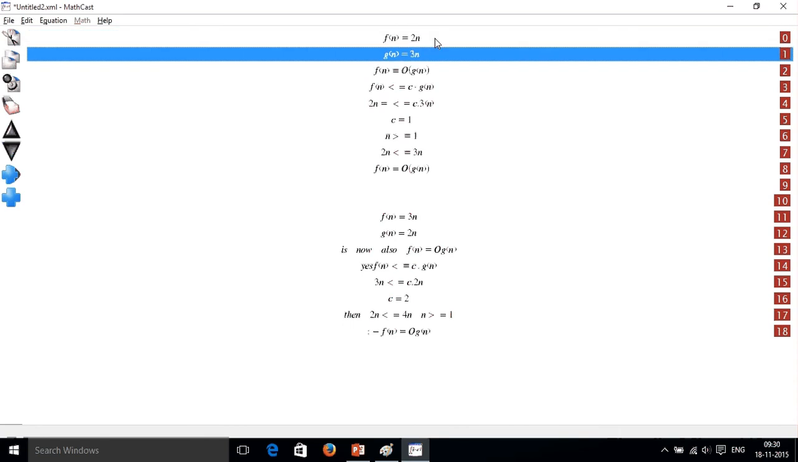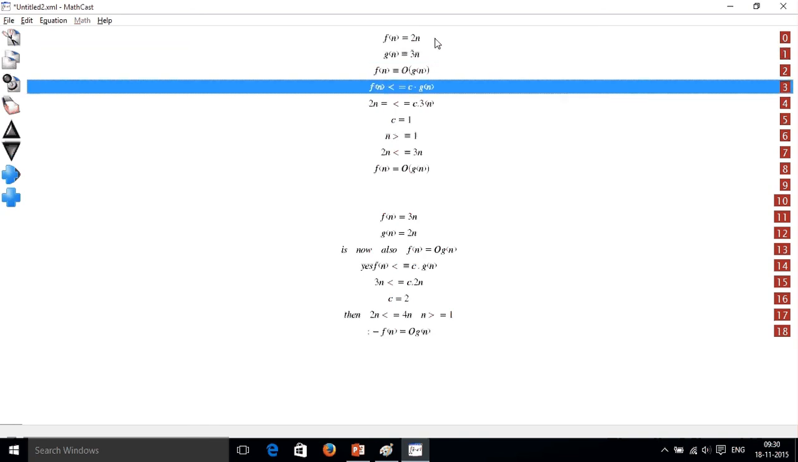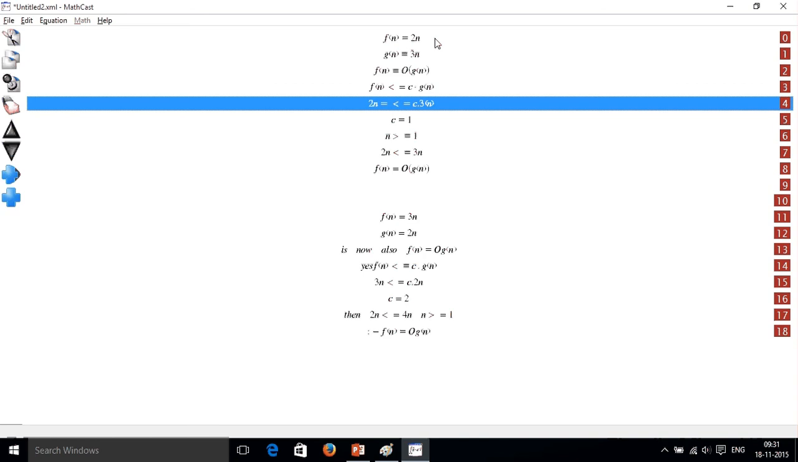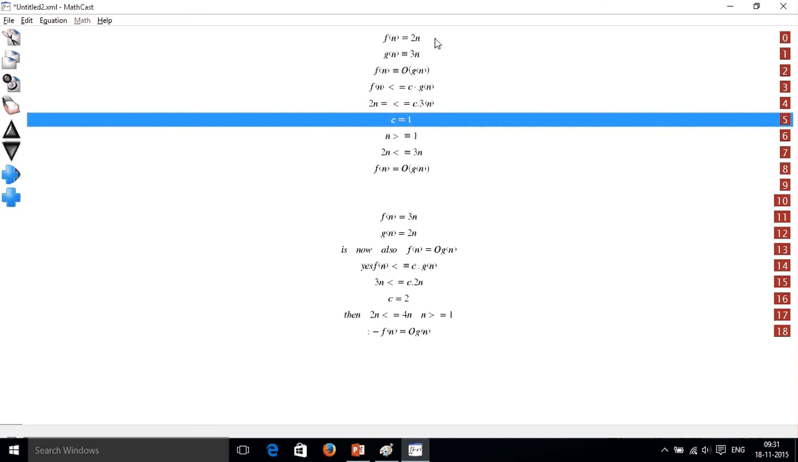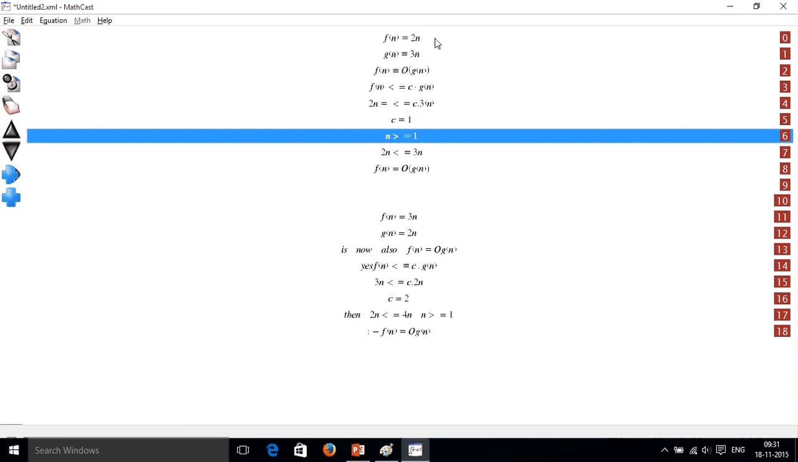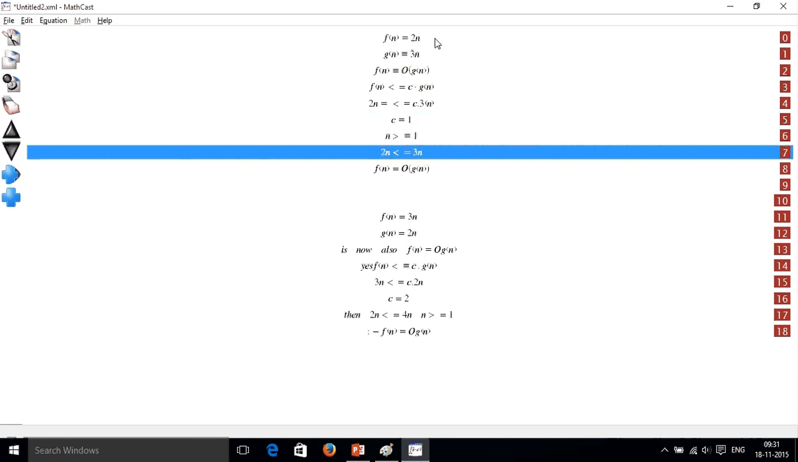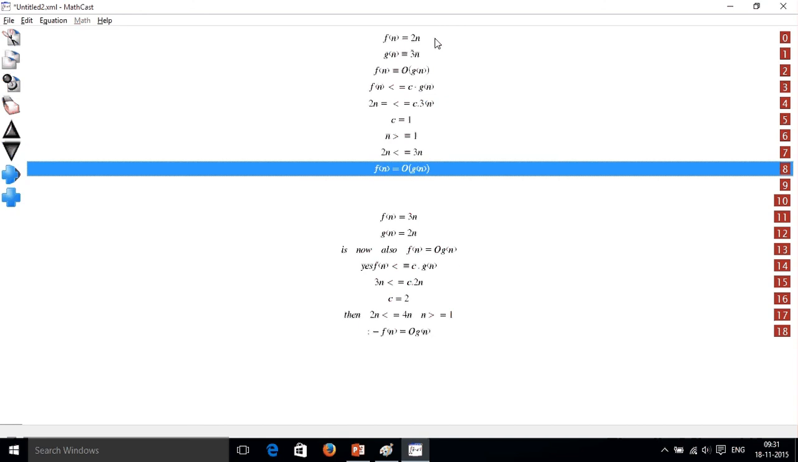g(n) equals 3n. Now, is this function big O of g(n)? To check, we know that f(n) should be less than or equal to c times g(n), where c should be a constant and n should be greater than or equal to 1. So, 2n is less than or equal to c times 3n. If we take c equals 1, and n greater than or equal to 1, then 2n is always less than or equal to 3n. Therefore, this function f(n) is big O of g(n).